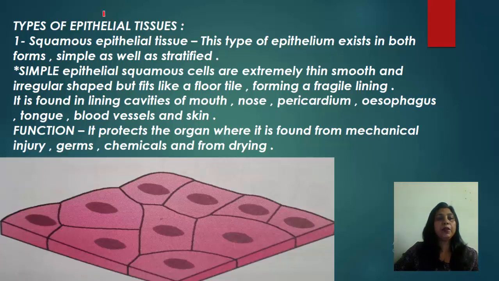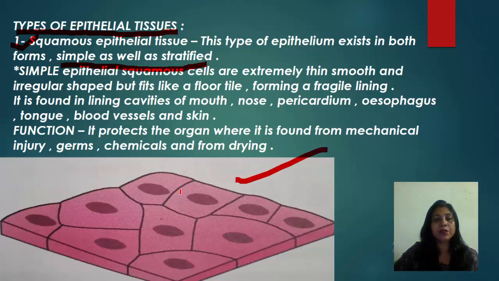Now the types of epithelial tissue. The first type of epithelial tissue is squamous epithelial tissue. This type of epithelium exists in both forms. It can be simple as well as stratified. If it is simple squamous epithelium, the cells are extremely thin, smooth and irregular shaped, but fit like a floor tile, as you can see in this figure. In this diagram, you can see they are irregular in shape, but they are arranged or fitted like a floor tile, forming a fragile lining.